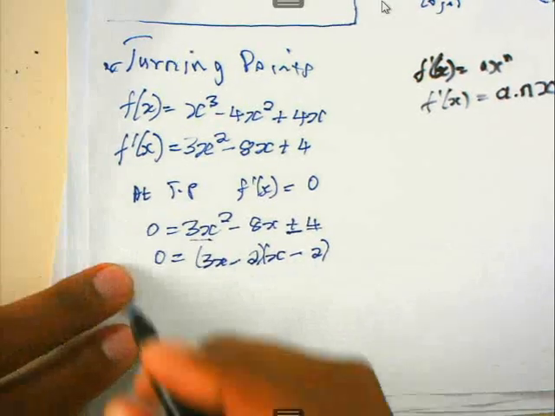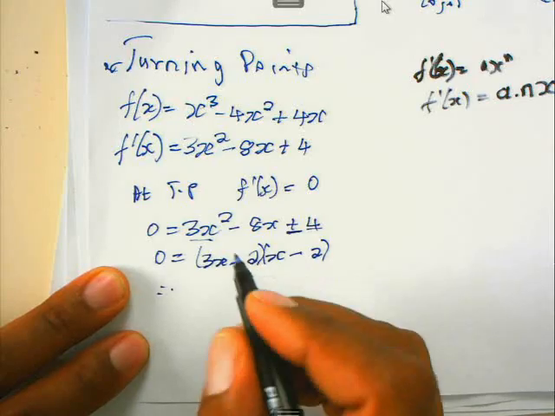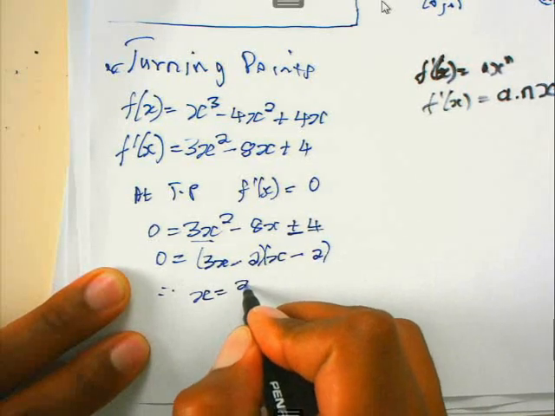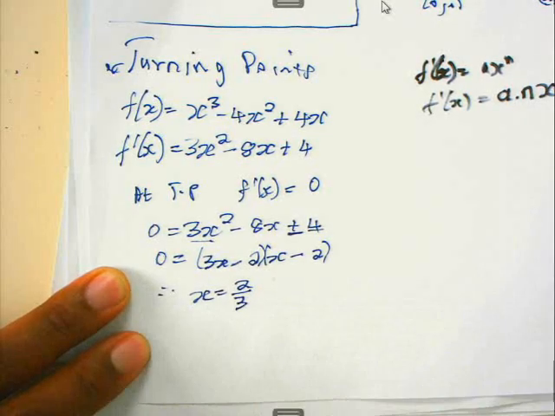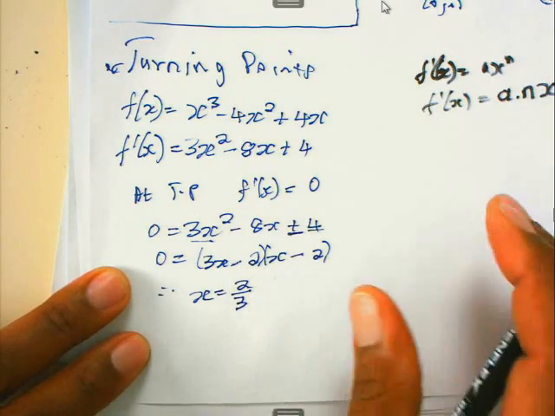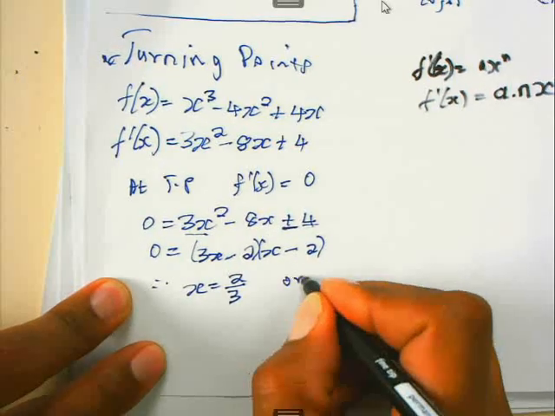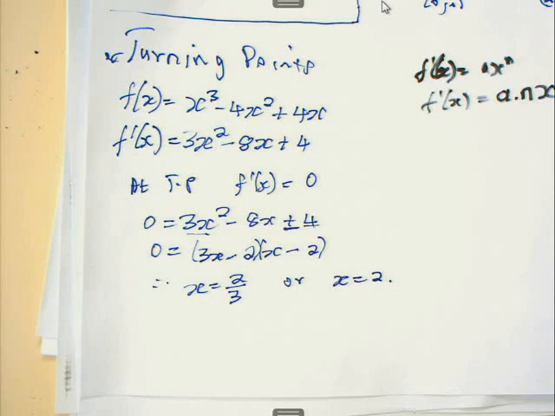Good. And therefore, we can now say, okay, we have 3x minus 2 is equal to 0. Therefore, x is equal to what? We take 2 to the other side. It becomes positive. And then we divide both sides by 3. That is why we have x is equal to 2 divided by 3. Right. Of course, the other one here is x is equal to 2.